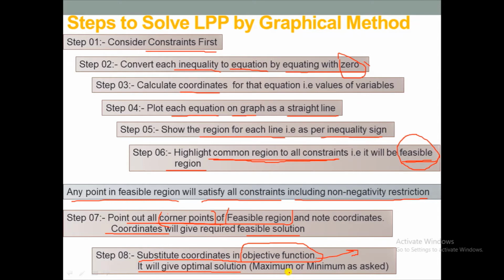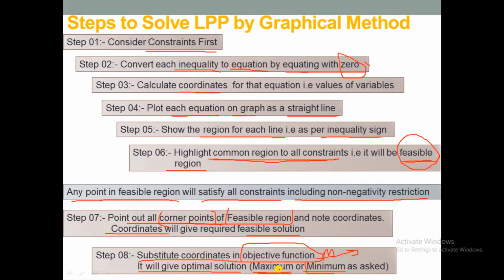But based on the nature of the objective function, whether it is of maximization type or minimization type, and we have already discussed that whenever we are considering profit, the objective function is maximization. Whenever we are considering the problem of investment or cost, the objective function is minimization. So if it is minimization, we will select the minimum value from these obtained values.